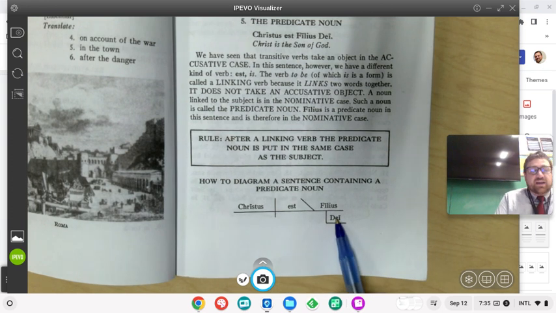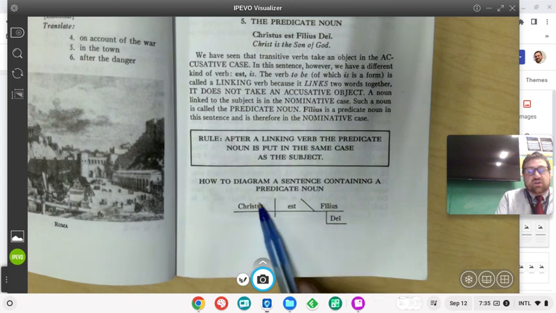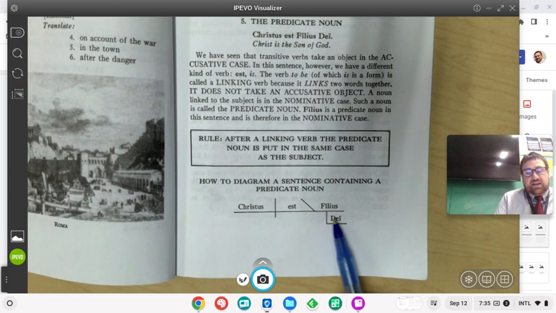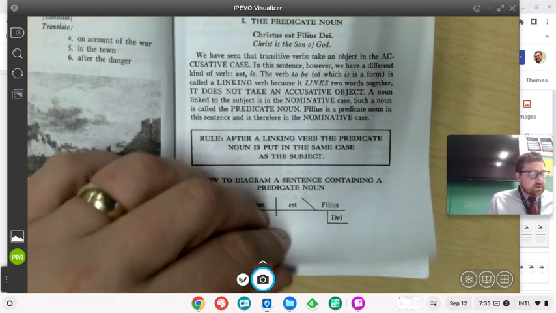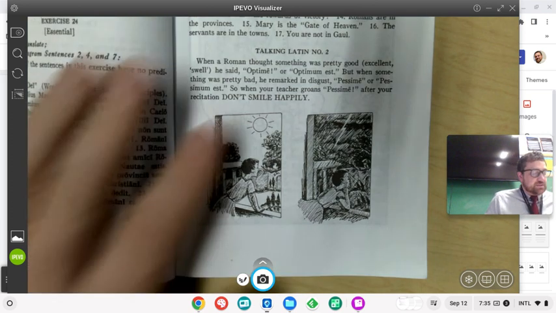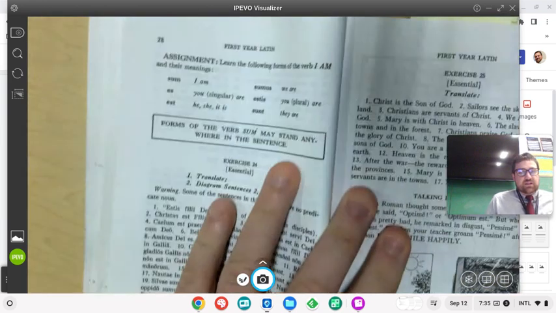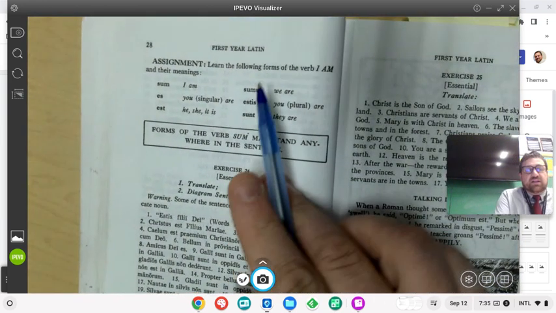And then the of God is coming off from the Son. It's not like Son is the Christ of God, right? If we were saying that, then the of God would go under Christ. But it's the Son of God. So the of God, the Dei, is going under filius. And so that would be how we diagram that sentence. Okay, let's look at some of the other verbs that function as an equal sign.